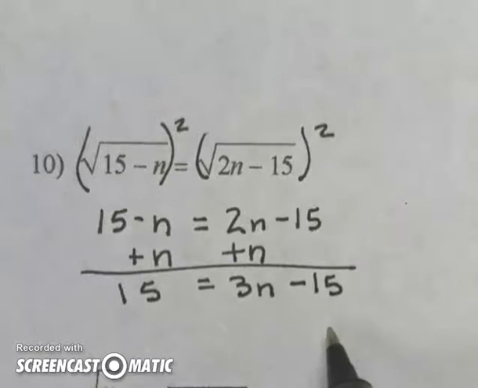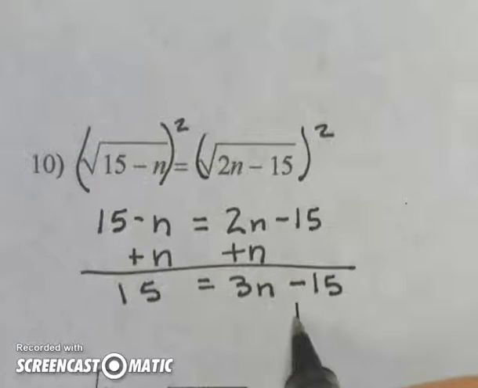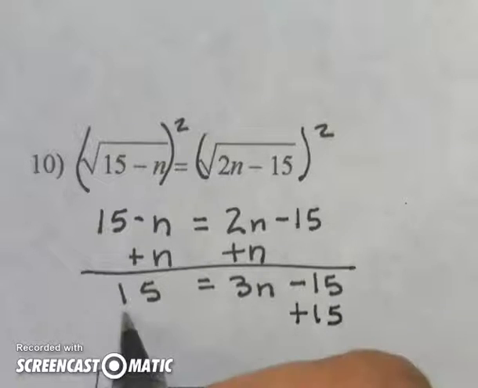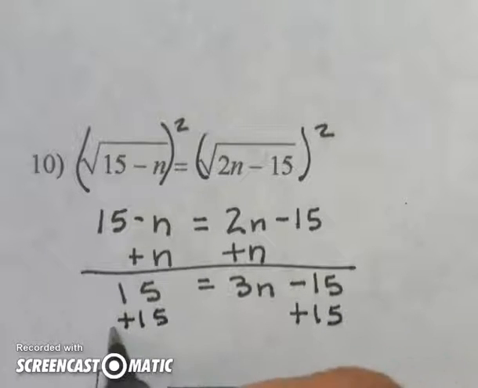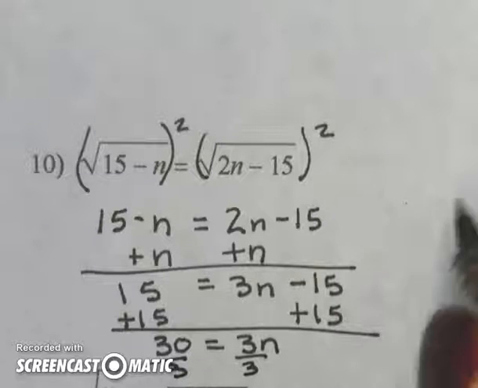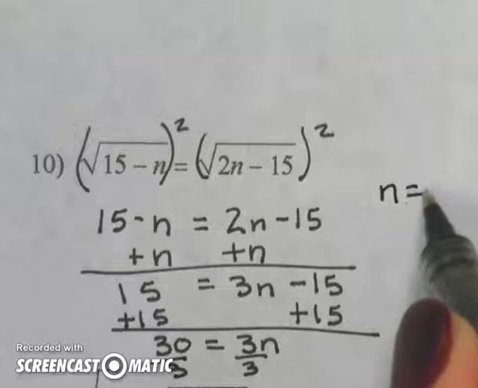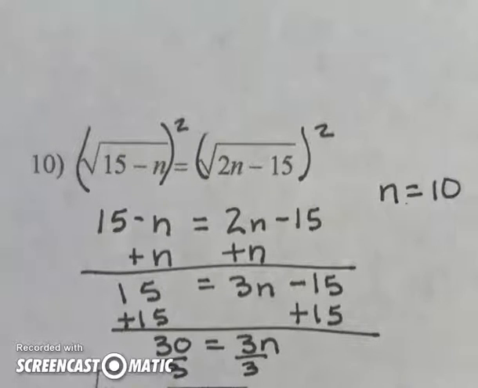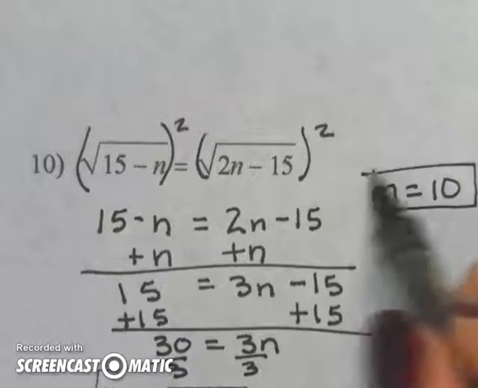Now I need to finish my problem. I'm going to add 15 to both sides. 30 is equal to 3n. Divide by 3. And n equals 10. Well, that's the solution that I get.